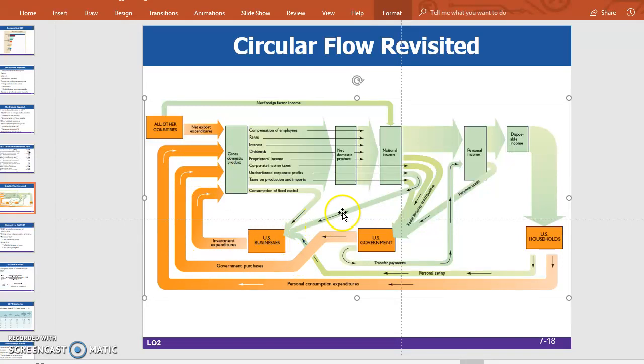US businesses will buy. This is undistributed corporate profit, and this is consumption of fixed capital. This is income for them. And then also the personal savings. Personal savings is also partly channeled as investment expenditure, right? So this is how the network is working.